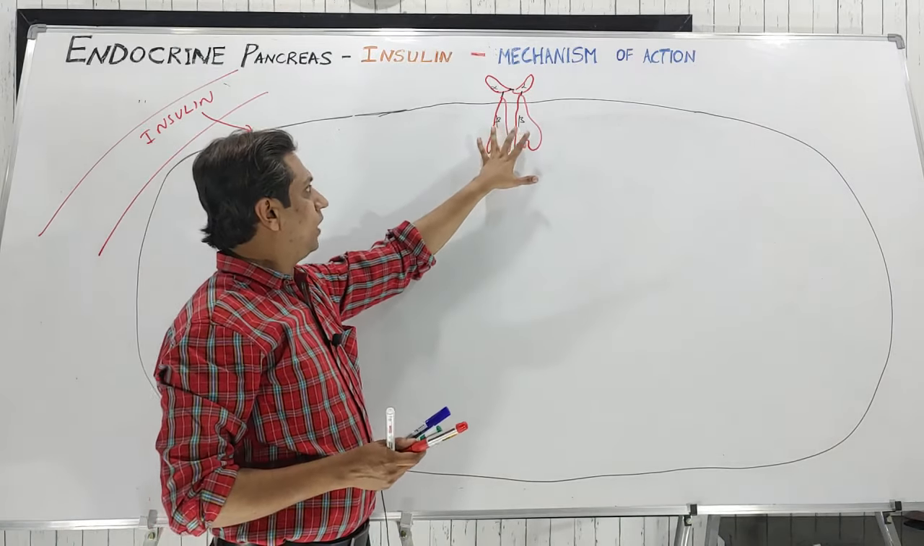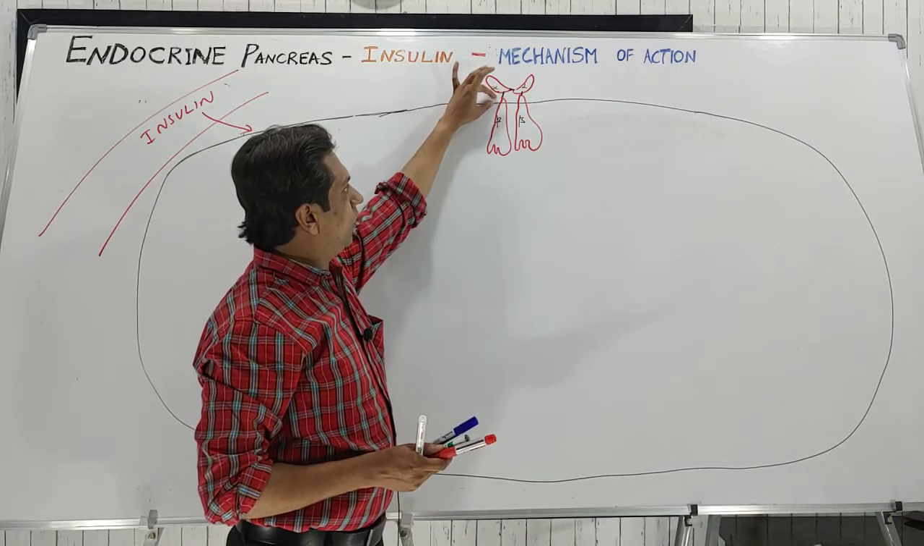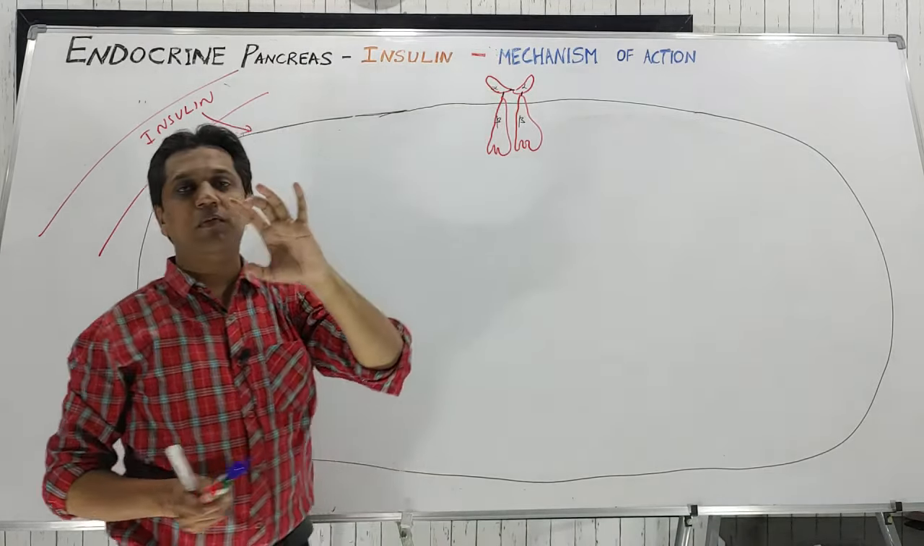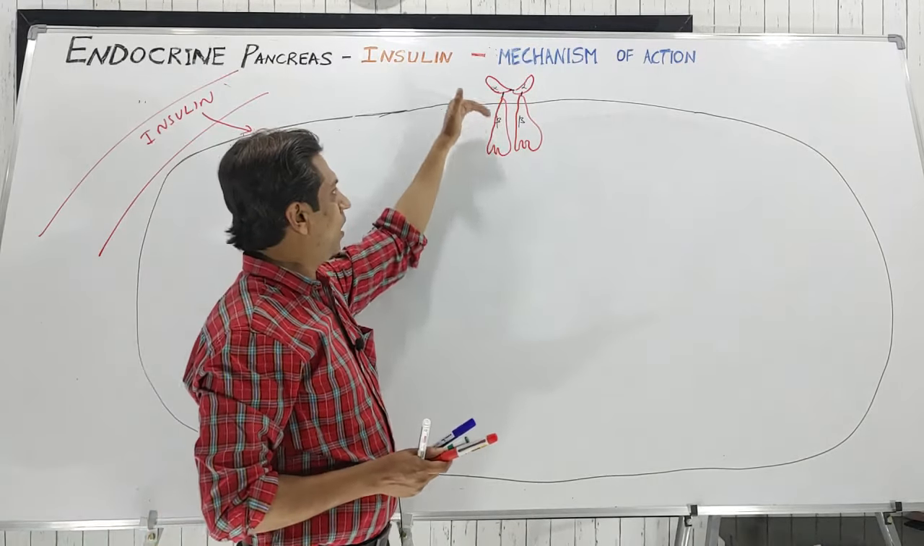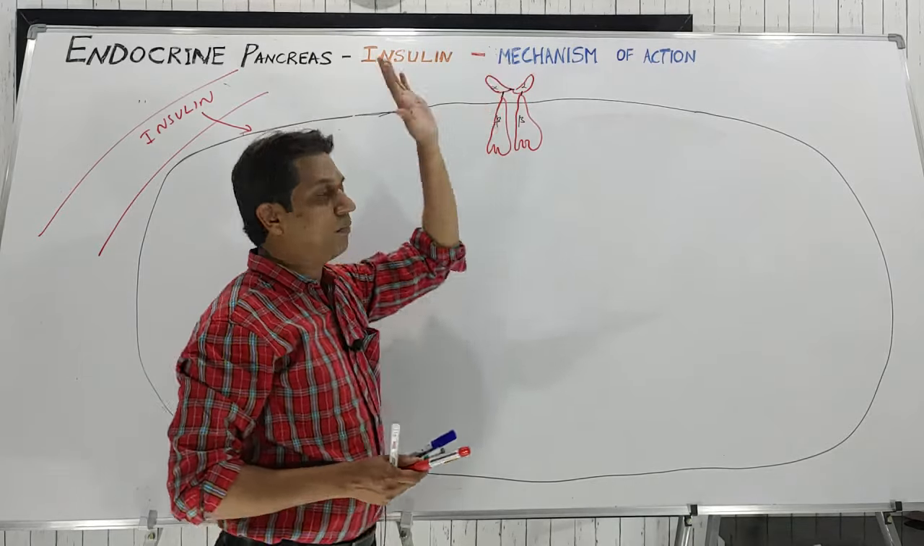Now the beta subunit has some part that is outside the cell, extracellular, some part within the cell membrane, that is the transmembrane, and some part intracellular. So this is the insulin receptor molecule.